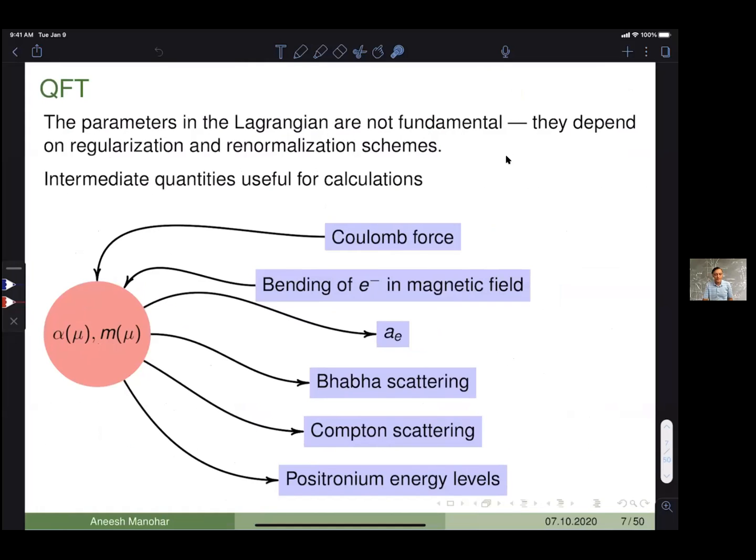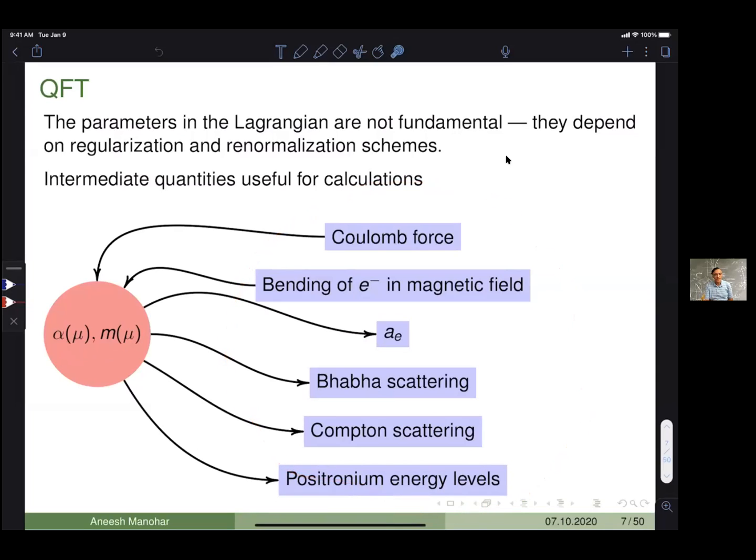So the way I view the QFT is that the parameters in the Lagrangian aren't really any fundamental things. They depend on regularization and renormalization schemes, and they're intermediate quantities which are useful for calculations. So for example, QED has two parameters, which I'll call alpha and m(mu), which I put the mu there explicitly to indicate that they're not really experimental quantities.